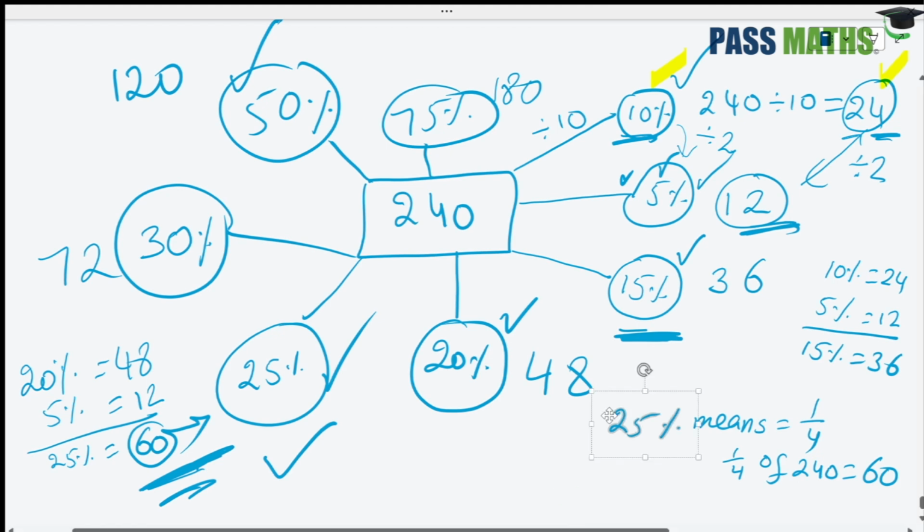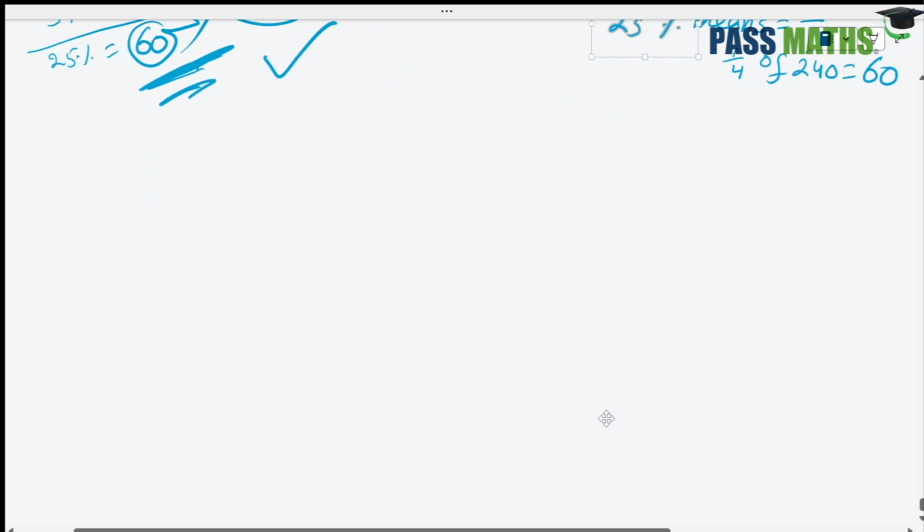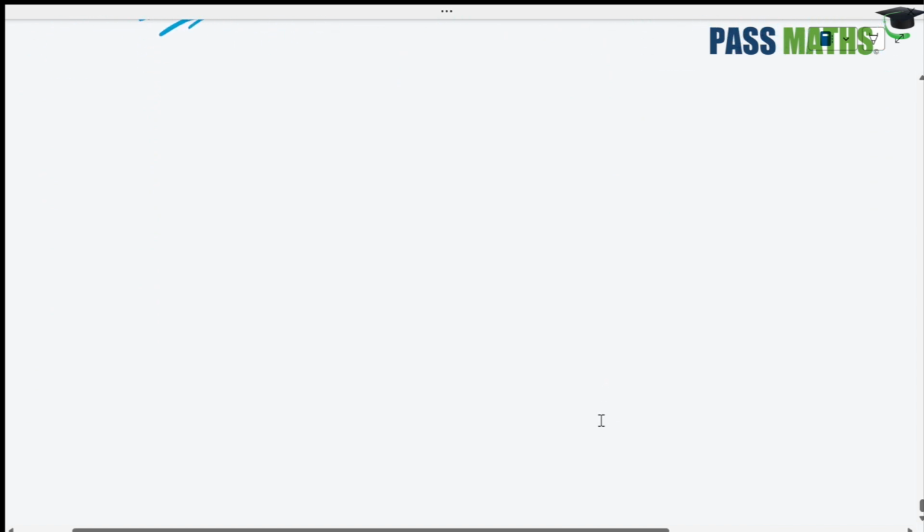Let's do the other one. This time, more quickly and with more percentages. Let me draw this diagram first. Let's pick a number this time, say 360. Let's find 10%. As we discussed last time, 10% means divide by 10. It gives me 36, simply.